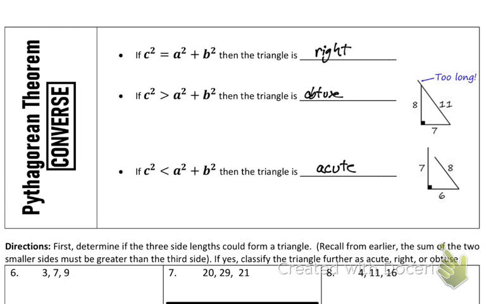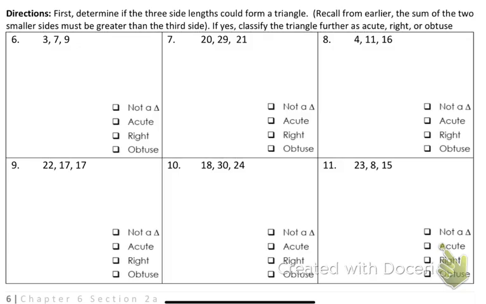How are these going to look on a quiz or a test? They're going to look exactly like what we do next. First, determine if the three side lengths could form a triangle. Recall from earlier, the sum of the two smaller sides must be greater than the third side to be a triangle. So that's what they say first. First, determine if it's even a triangle.